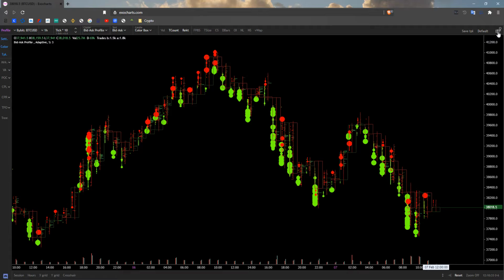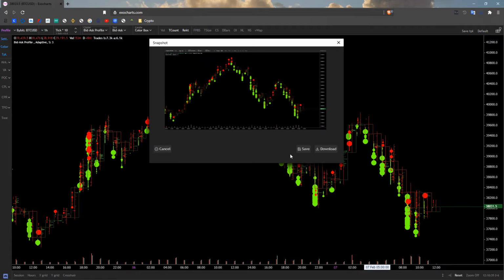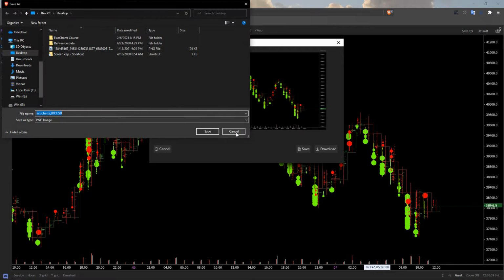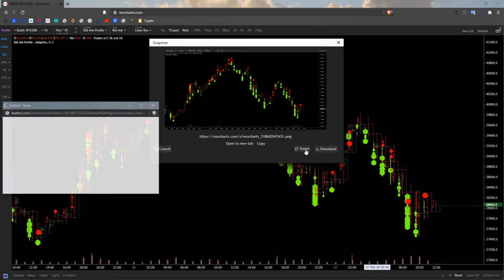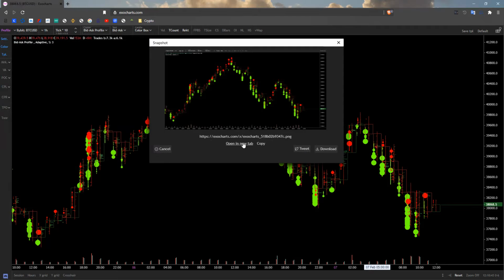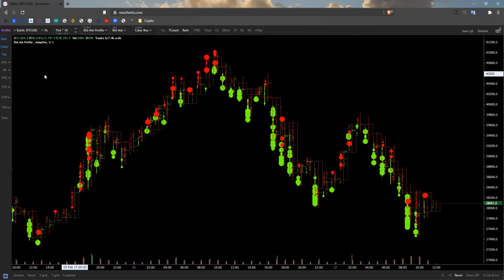This is a screenshot thing, much like TradingView has, but it's a little bit weird. You have to click download in order to save it, and then to get a link to share with your friends, you can auto tweet it. You copy this right here, and that's pretty cool.